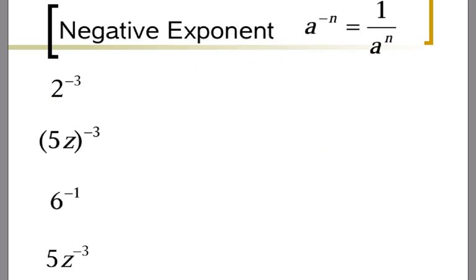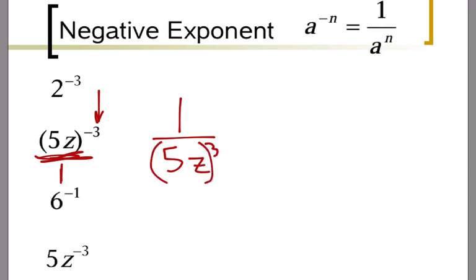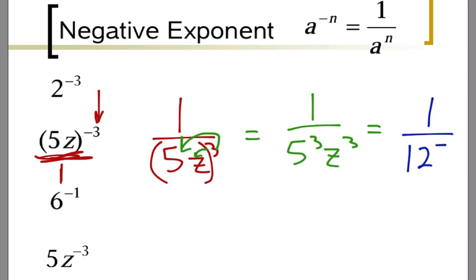Now notice the 5 and the z are being raised to the negative third power. So they both have the frown, so they both need to be flipped upside down. So it turns into 1 over 5z to the positive third power. Now, notice I put the parentheses back on there because they are both being raised to the third power, not just the z. So I actually need to distribute the 3 and make this 1 over 5 to the third, z to the third. And that can further simplify to 1 over, sorry, 125 z to the third.